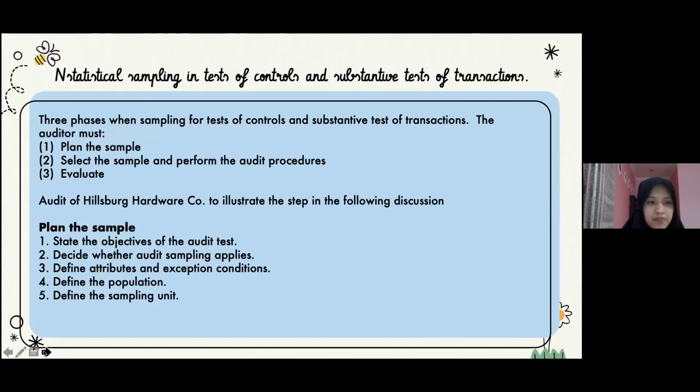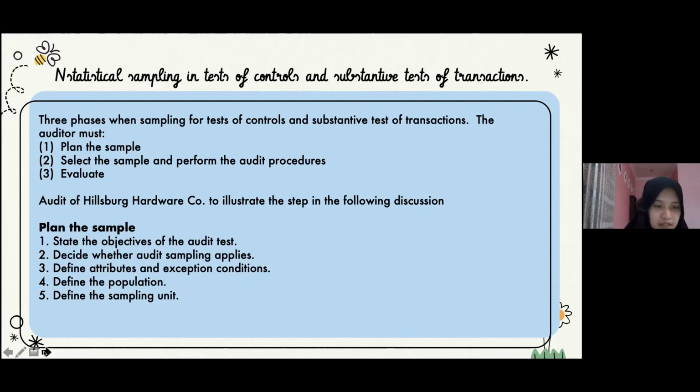Non-statistical sampling. There are three phases when sampling for tests of controls and substantive tests of transactions. The auditor must first plan the sample, second, select the sample and perform the audit procedures, and third, evaluate the results. The audit of Hillsburg Hardware Company is an illustration of the steps in the following discussion. First, plan the sample. For the plan of the sample, there are 5 steps.